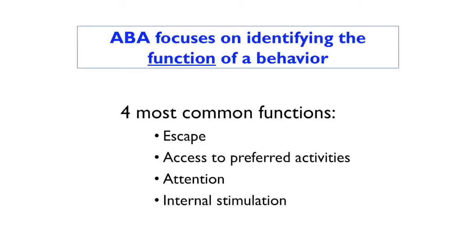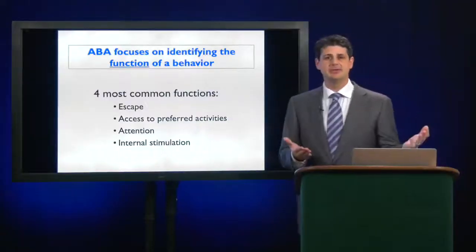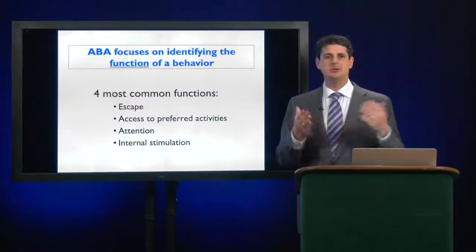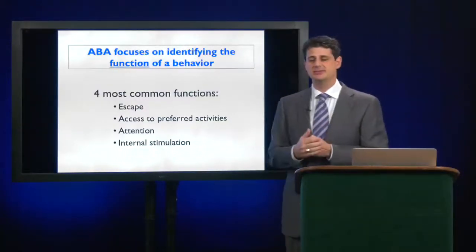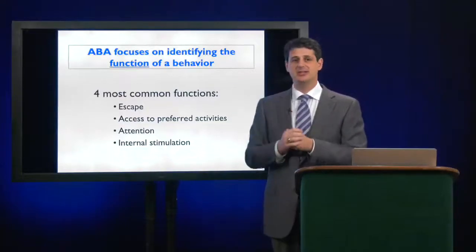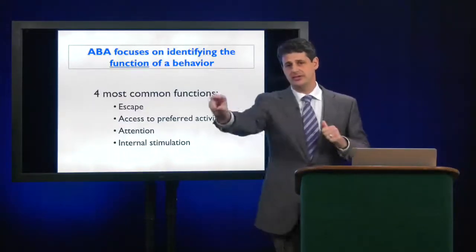So going back now to the function of a behavior, ABA focuses on identifying the function of behavior, and most commonly, functions of behaviors are listed below. And I'll give an example. For instance, if a child is aggressive, the function of that might be to escape something, like to escape maybe homework or a non-preferred activity. It may be to access a preferred activity, like if someone's carrying a cookie in front of me and I want to get that, I might be aggressive to try to get that cookie.